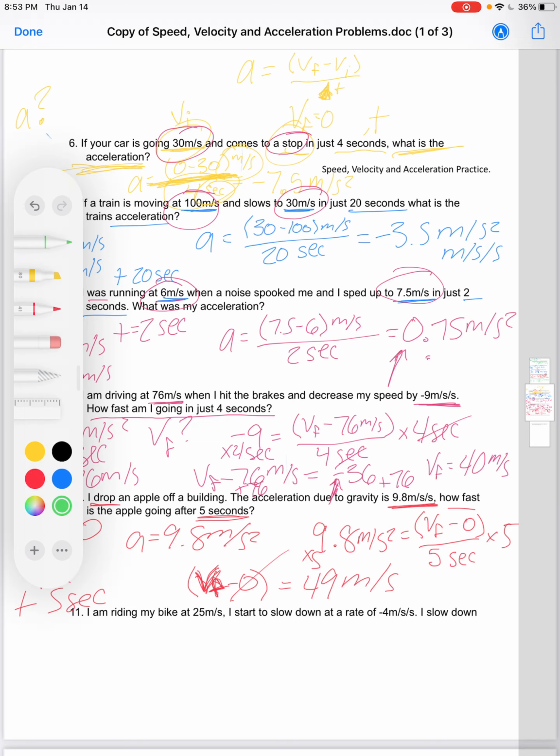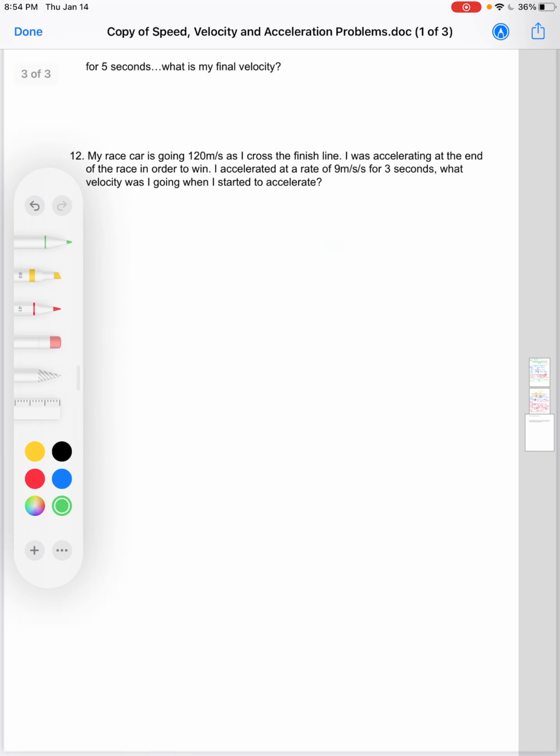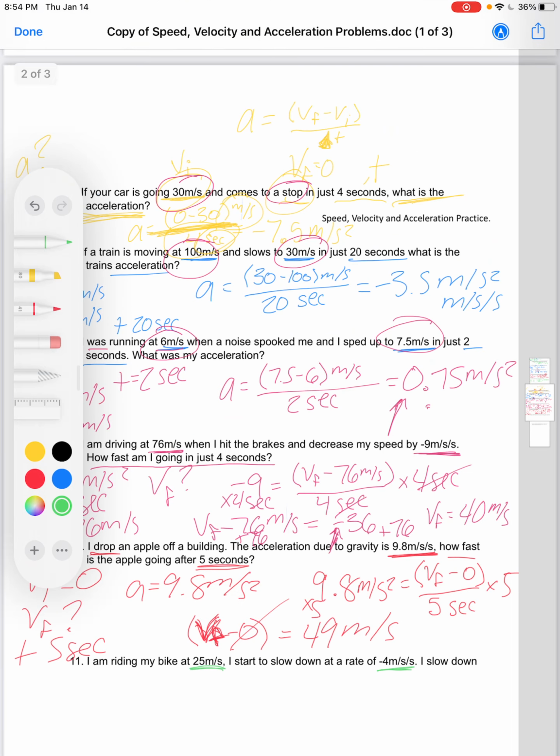Okay, almost done. I'm trying to make this faster than the last one because that was a little long. I am riding my bike at 25 meters per second. I start to slow down at a rate of -4 meters per second squared. I slow down for 5 seconds. So I know my time is 5 seconds. I'm going to write that before I forget it. My initial velocity before I started slowing down was 25 meters per second, and my acceleration was -4.